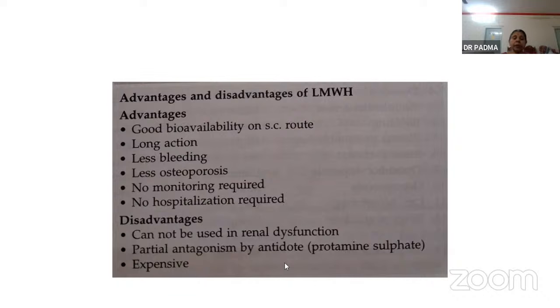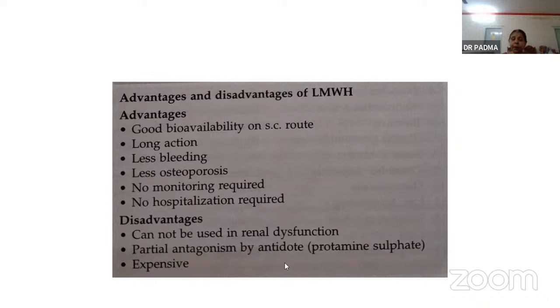So we have developed low molecular weight heparin nowadays. The most commonly used is enoxaparin, and the advantage of these low molecular weight heparins is good bioavailability by the subcutaneous route itself. What is the advantage of that? You can send the patient home, he can inject himself, cost is very less.